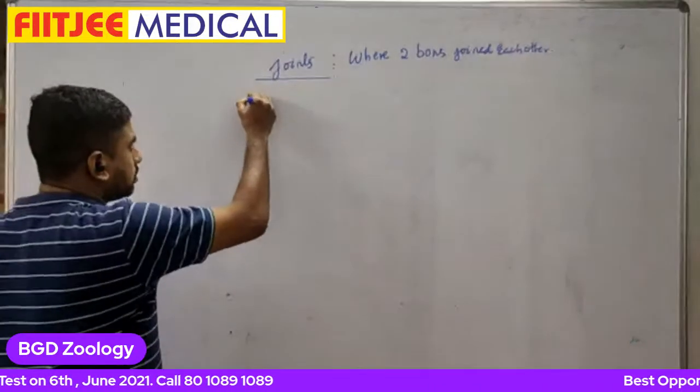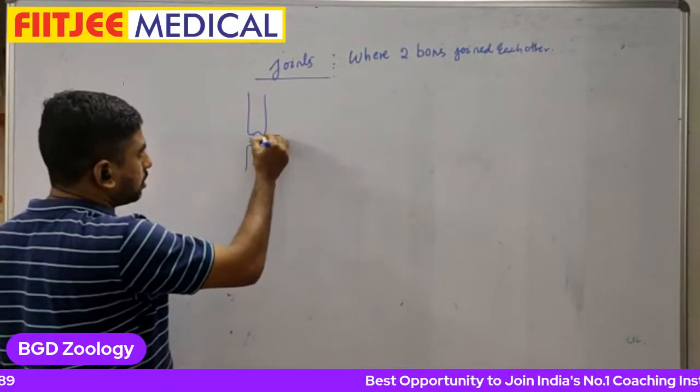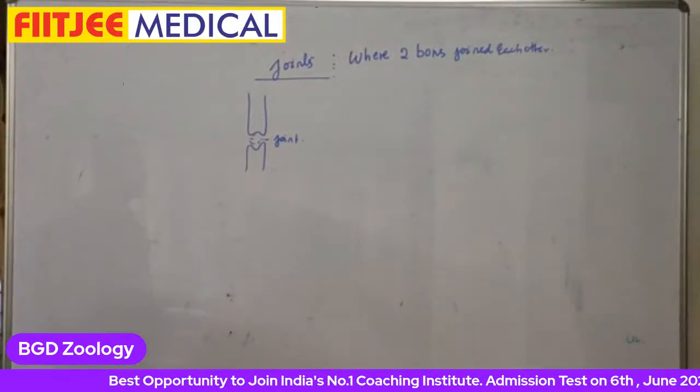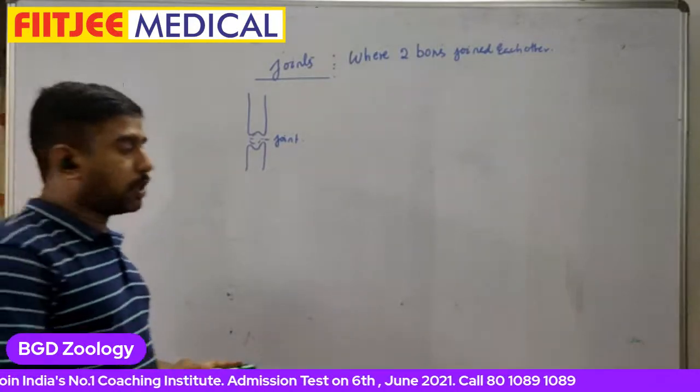So listen. You take one bone here. This is another bone. So this is a joint, right? Now listen to the next part. We have actually three types of joints.